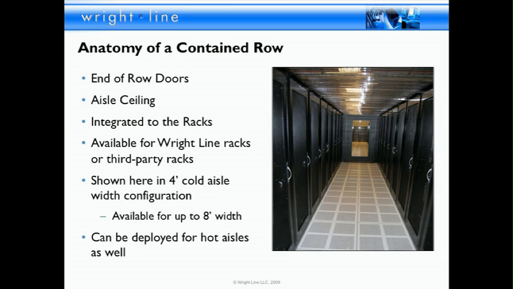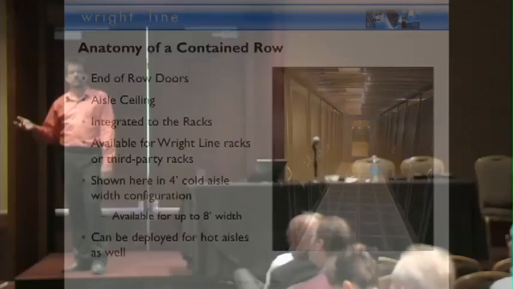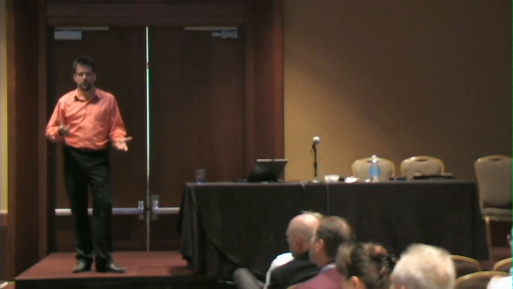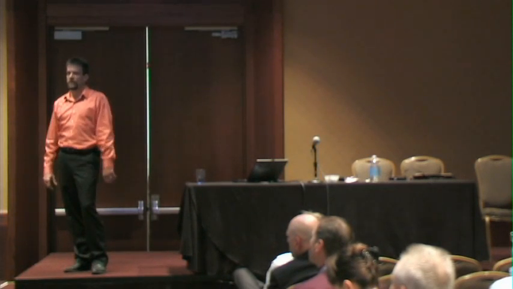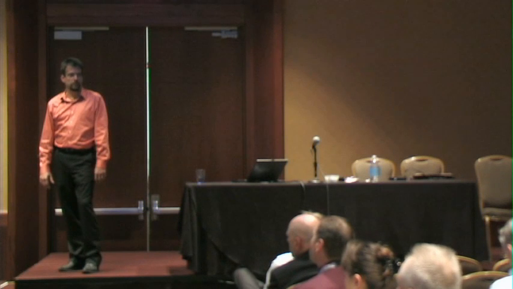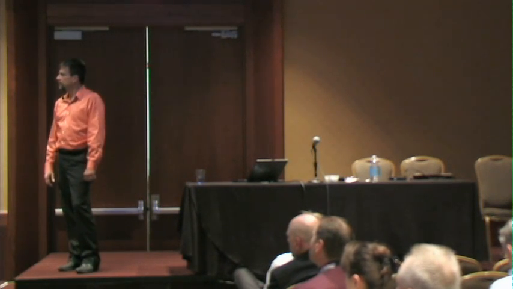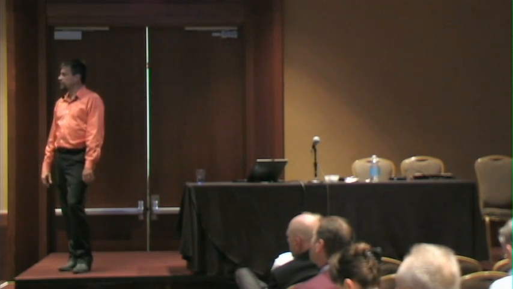Aisle ceiling integrated to the racks. Remember I talked about independent or integrated to the racks? This is physically bolted to the rack. So if you need to move out an entire rack, you have to disconnect the ceiling, move out the rack, move in another one, and reconnect the ceiling. And that may be fine. You may not be changing out racks on a regular basis, but it can be a concern. We put this on our racks as well as third-party racks.